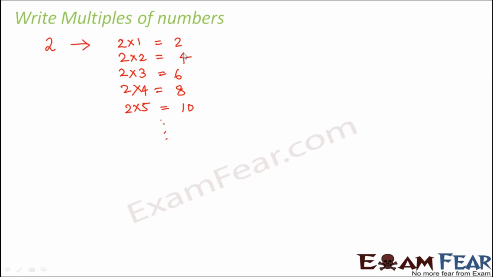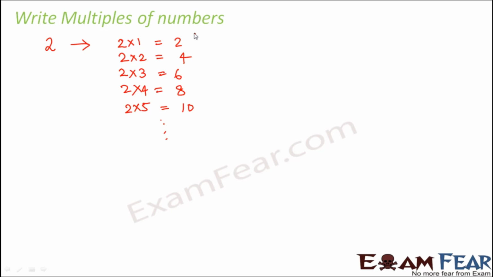So how many multiples exist for 2? Infinite, because this 1, 2, 3, 4, the counting will go till infinity. We know, right, that natural numbers, whole numbers, they continue till infinity. So basically 2 multiplied by infinity will become some infinity. So that way we can say that there exists an infinite number of multiples for a particular number.